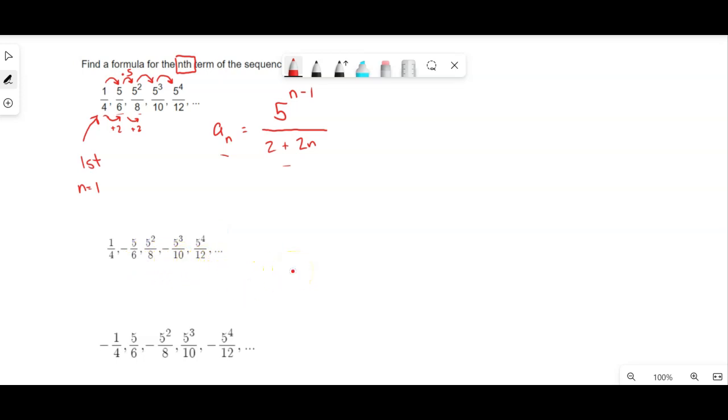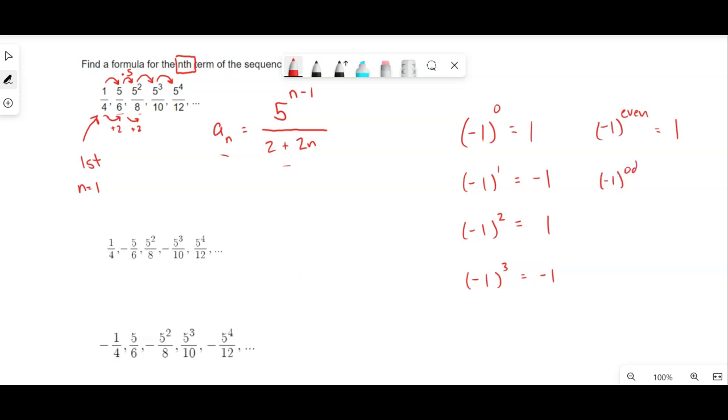So what I want you to see here is if I take the number -1 to the 0 power, I get +1. If I take it to the first power, I get -1. If I take it to the second power, I get +1 again. If I take it to the third power, I get -1. So you can see when it's even, I get +1, and when I take -1 to an odd power, I get -1.